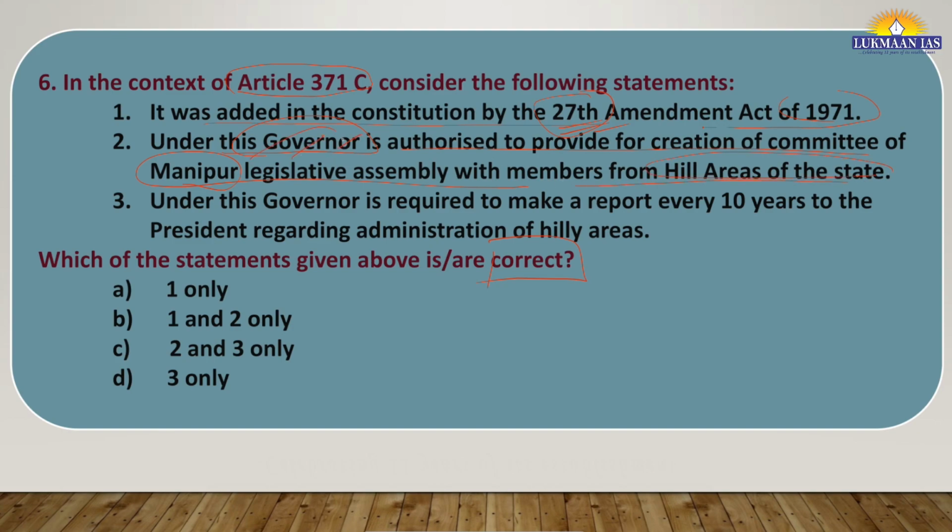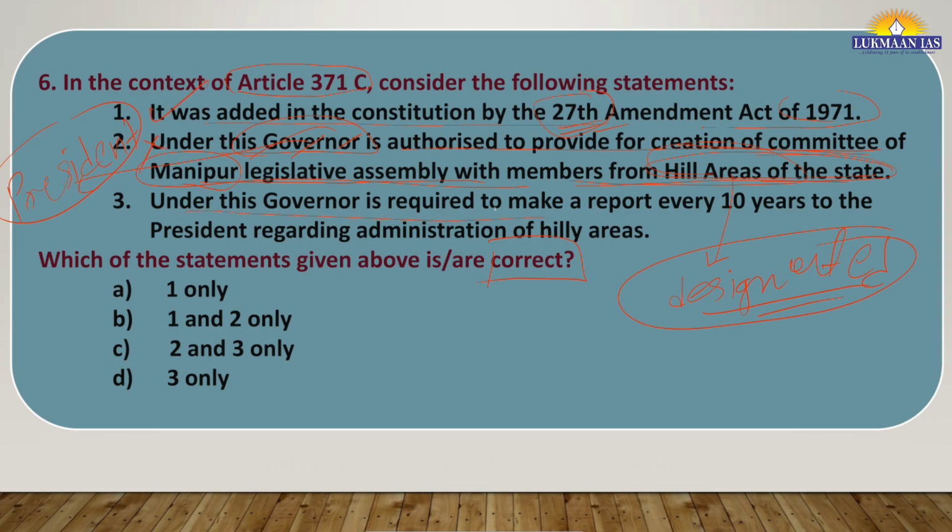Now this is not the governor, rather such authority is given to the President of India. ठीक है, and President of India can form such committee of Manipur Legislative with members of hill areas of the state. Now hill areas are designated areas as the President may consider, वो designate किए जाते हैं from time to time. कौन से है वो constitution में नहीं लिखा गया है. Fine, so second is incorrect, first is incorrect.